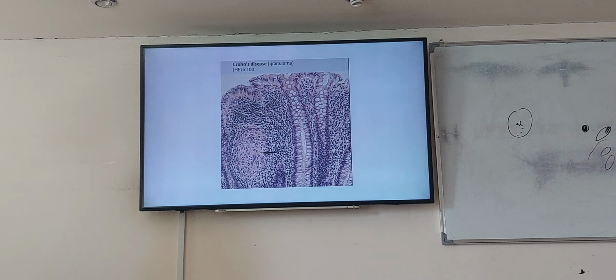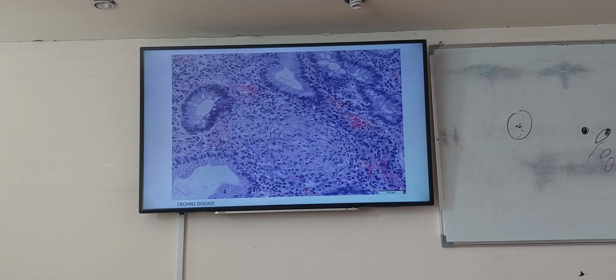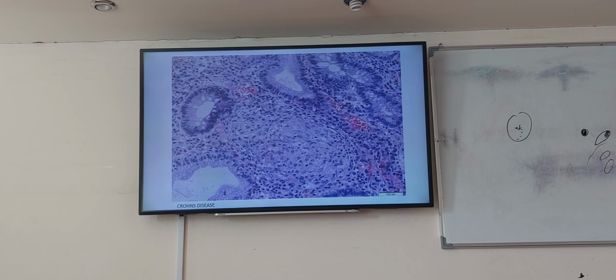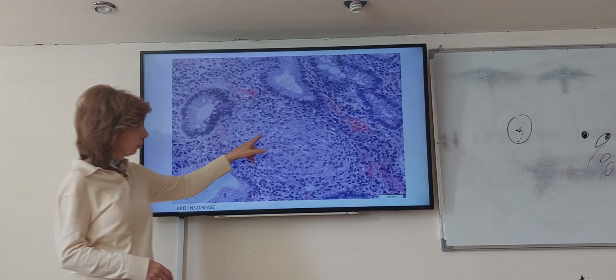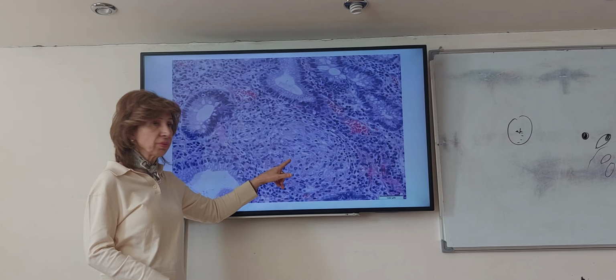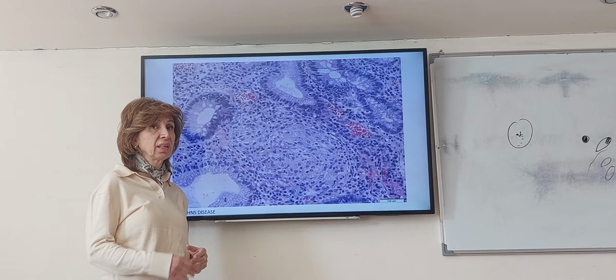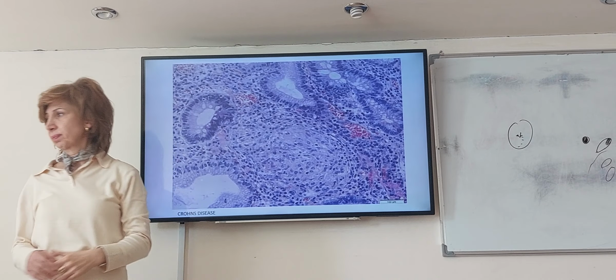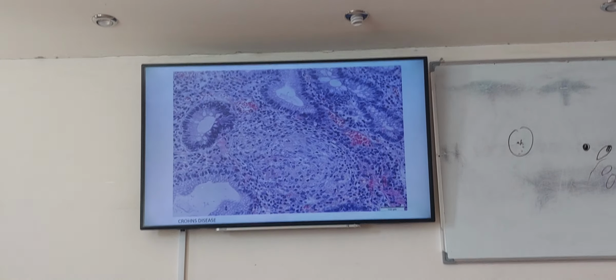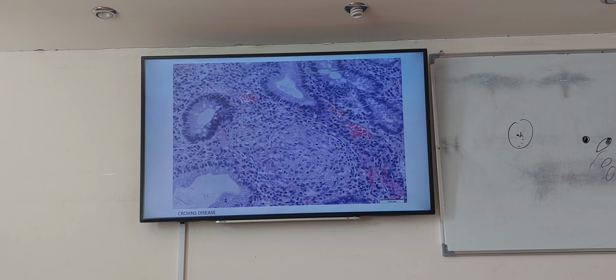Now, what do you see? Non-caseating. Again, accumulation of epithelial cells, and this is non-caseating naked granuloma. So this is Crohn, and these are the colon glands.